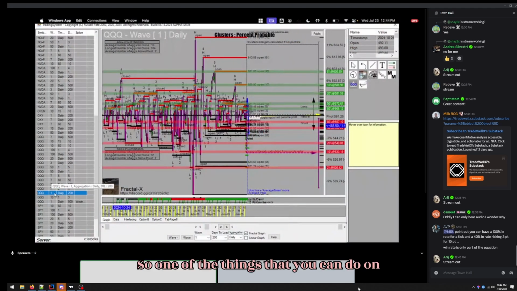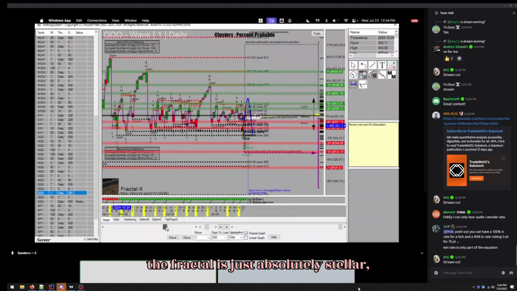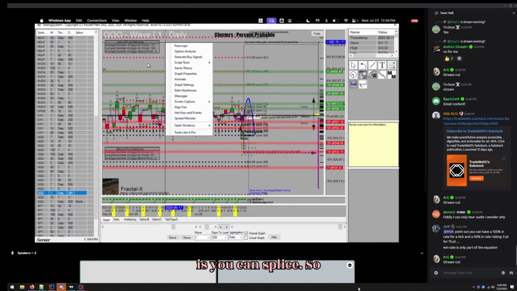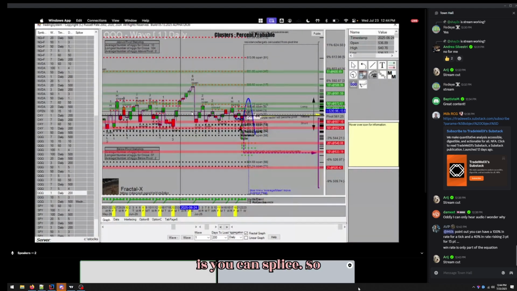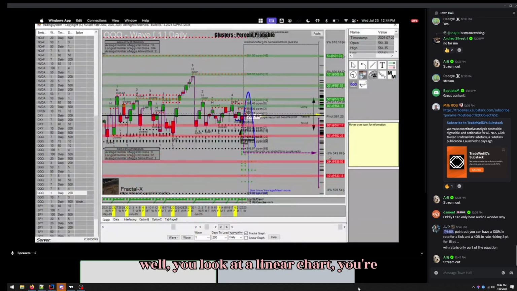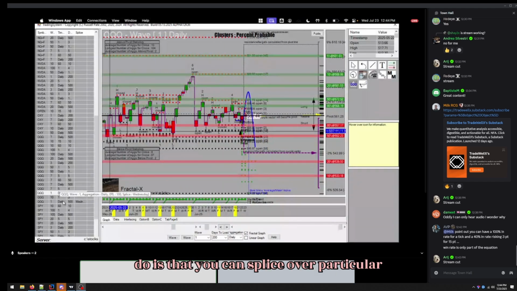So, one of the things that you can do on the Fractal is just absolutely stellar. Thank you to the team. You can splice. So, for example, when you look at a normal linear chart with daily candles, you're going to see Monday through Friday. Well, one of the things you can do is splice over particular days.